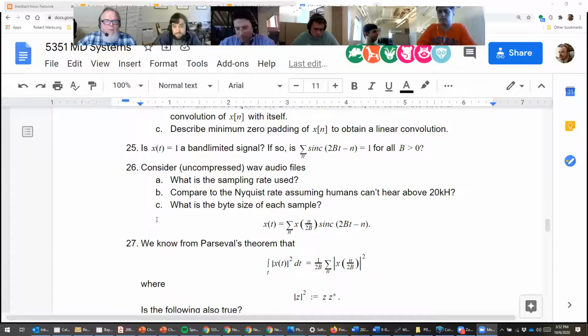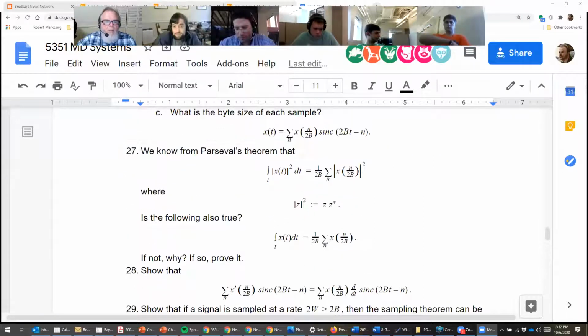And we are now on Parseval's theorem. We know from Parseval's theorem that the energy in a signal can be determined by summing up the squares of the samples at or above the Nyquist rate and then dividing by 1 over 2b. Is the following also true? In other words, if you just want the area under the signal, can you simply count up the samples and divide by 1 over 2b?